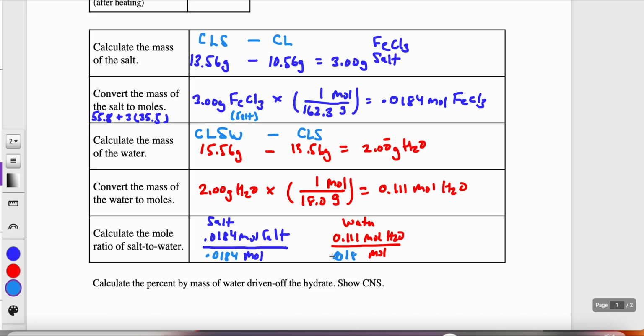So I need to divide both of them by the 0.0184. I got, make sure I have my number written there correctly. And notice, because it's mole divided by mole, they are gone. And what we're left with is a ratio because there's no more unit. So how many salts? 0.0184 divided by 0.0184, I have 1 salt present. 0.111 divided by 0.0184, and it comes up as 6. So my ratio of salt to water is a 1:6 ratio.